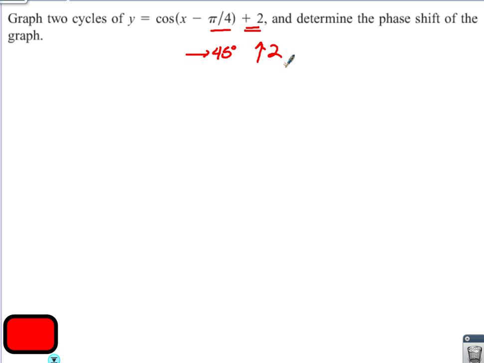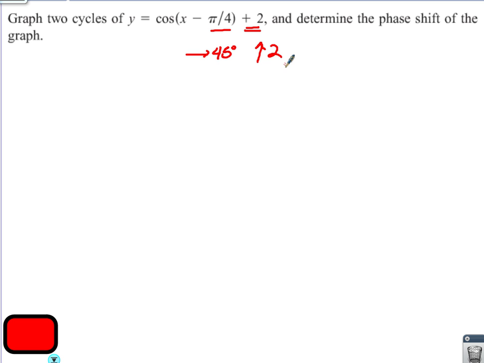Now let's go through all of our different things. Let's talk about our domain, range, period, and amplitude. First off, does our domain change? No. Our graph stretches from negative to positive infinity. If you move it over 45 degrees, guess what? It still stretches from negative to positive infinity. And if you picture that, you're thinking, but does it not move? No, it's forever.